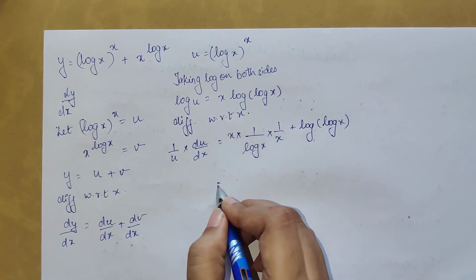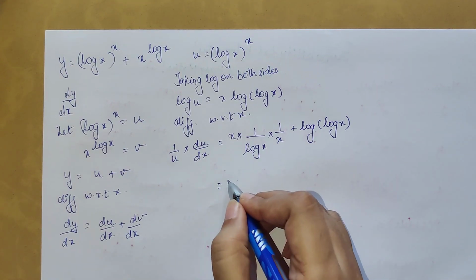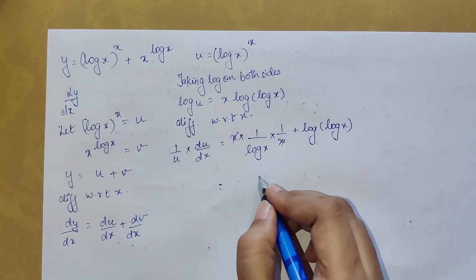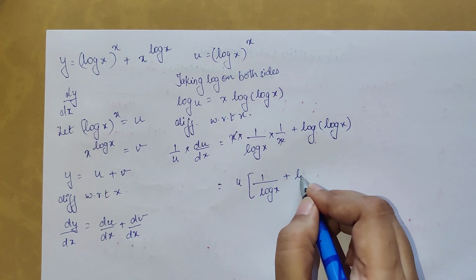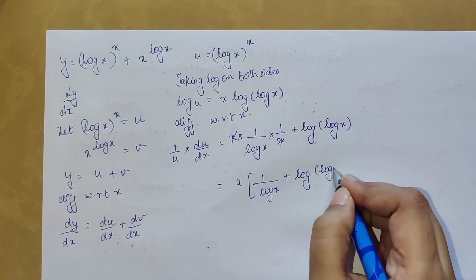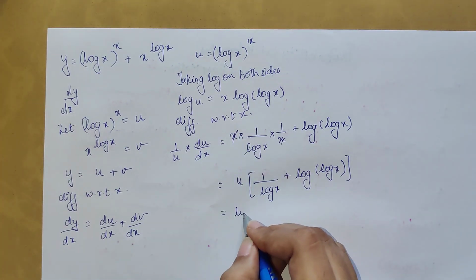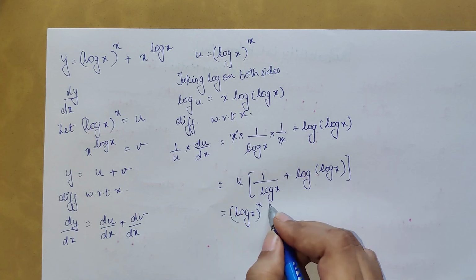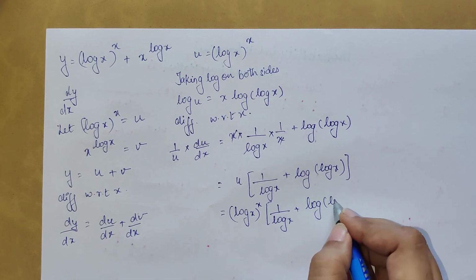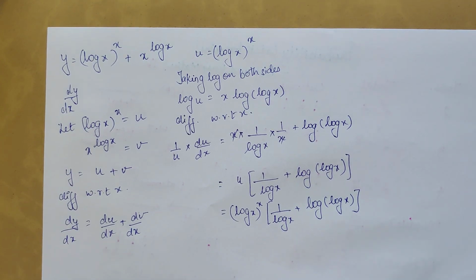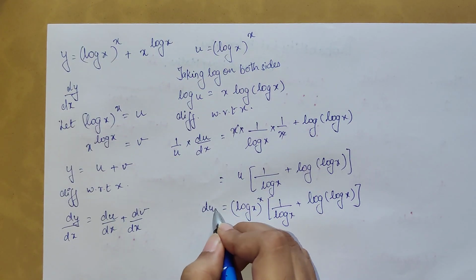So here I can say that your u can be taken this side, or rather we'll first cancel this x. So we have du by dx is u into 1 upon log x plus log of log x. So what is your u? u is nothing but (log x) raised to x into 1 upon log x plus log of log x. Okay. So now this is your du by dx.